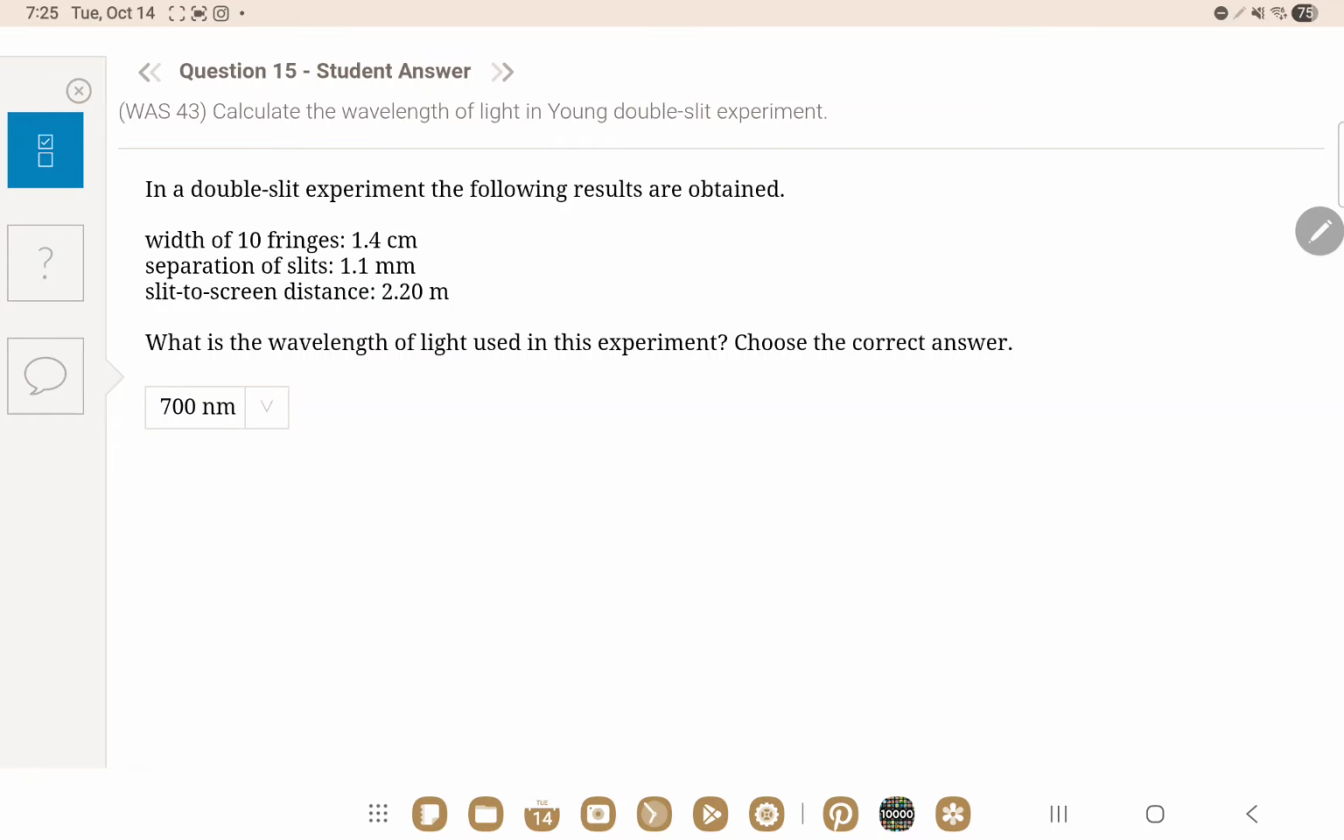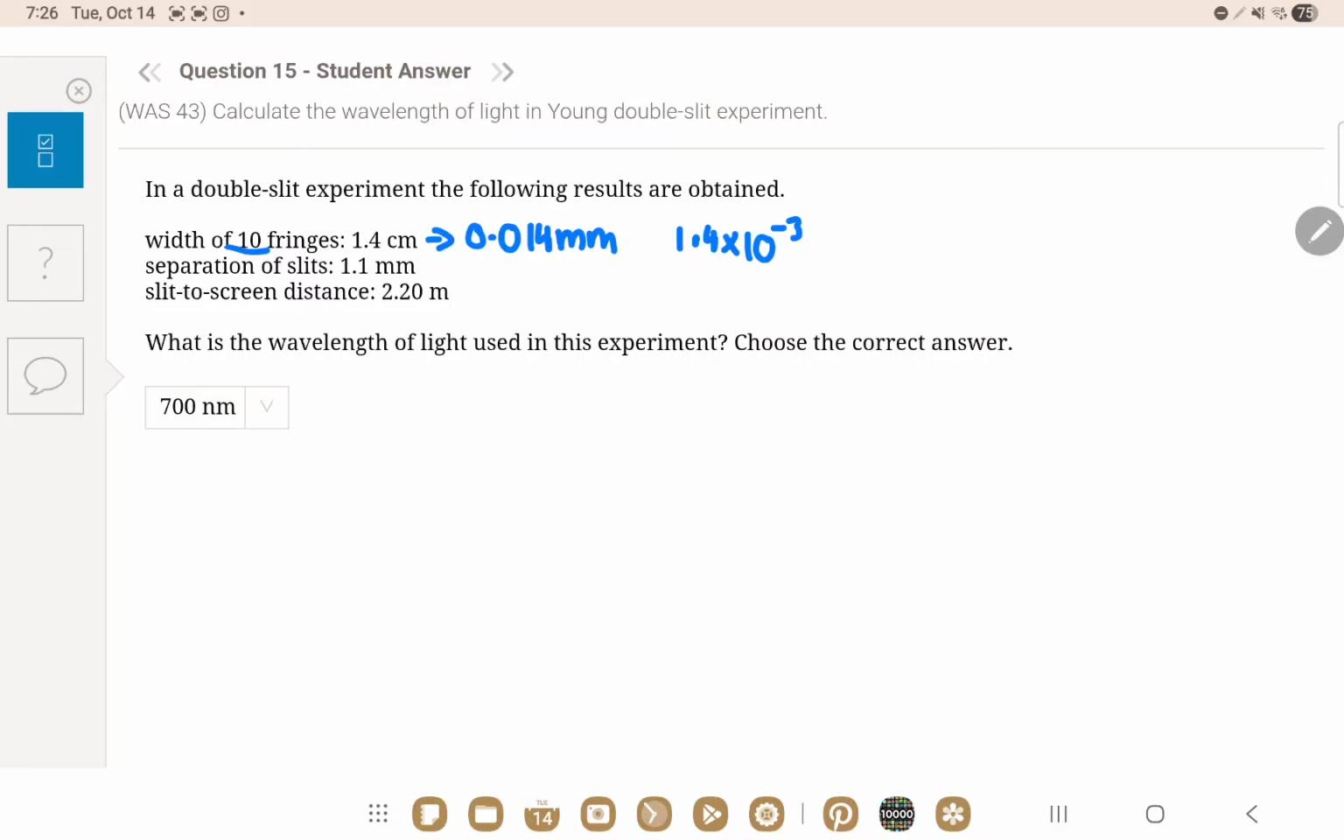We've done this question a million times. Anyways, the width of 10 fringes is 1.4 centimeters, which is 0.014 meters. Then you need to divide it by 10 again, because this is for 10 fringes, you need it for 1. So it's 1.4 times 10 power negative 2 divided by 10. You're going to get 1.4 times 10 power negative 3.